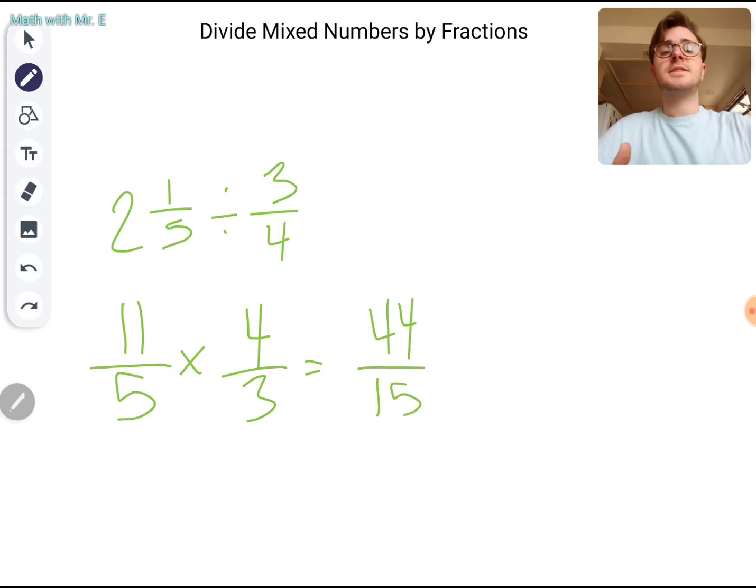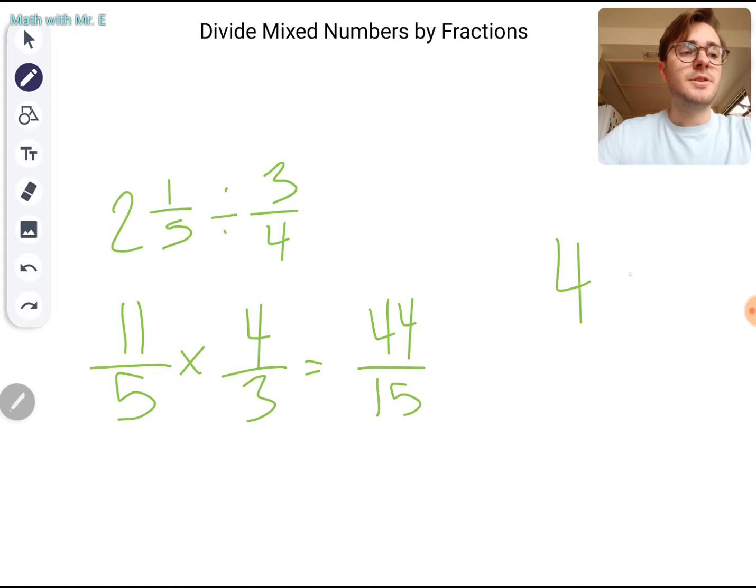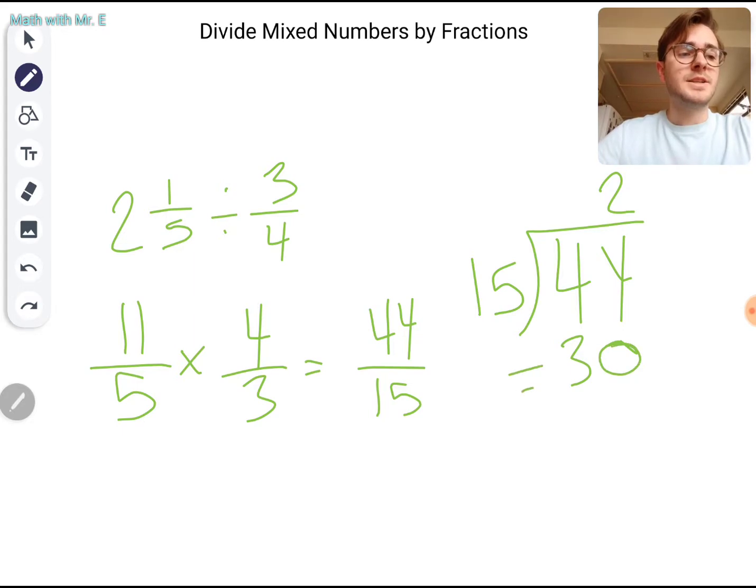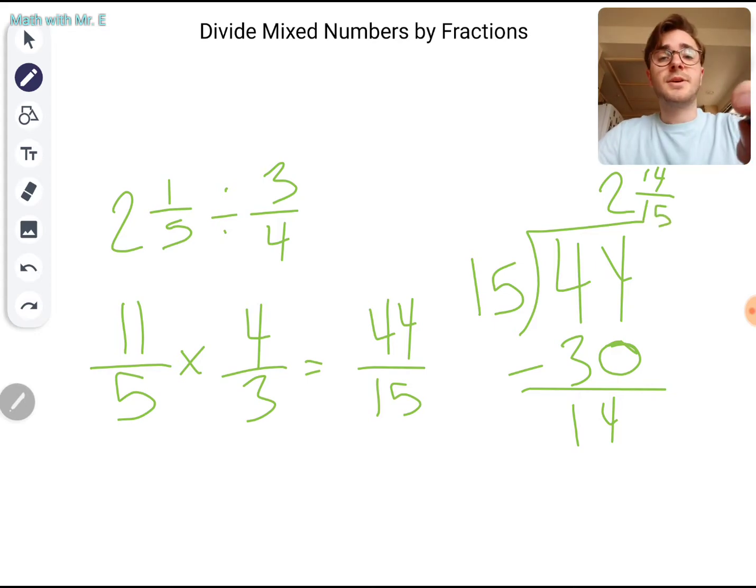And then, of course, our last step is just to divide so that we can turn it back into a mixed number. So in that case, we'd have 44 divided by 15. And 15 goes into 44 2 times. That would be 30. And 44 minus 30 is 14. So our final answer is 2 14/15. Let's go ahead and do another example.